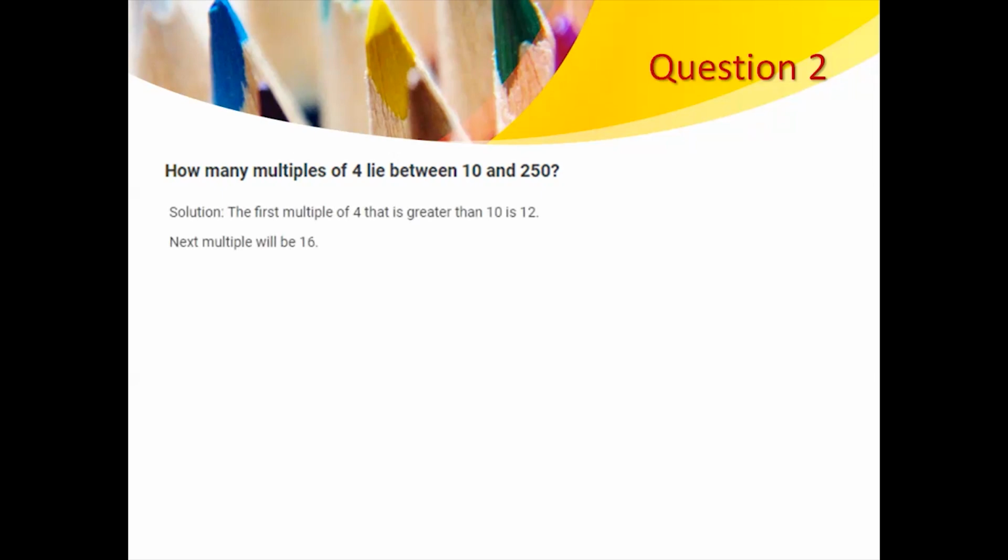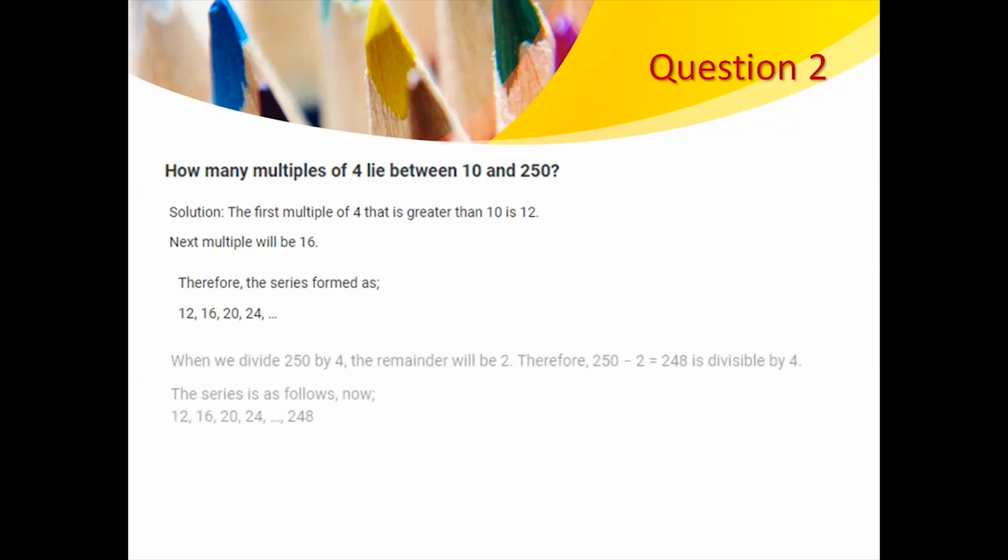So how to start? The first multiple of 4 which is greater than 10 is 12. Next is 16 and then I know it will be 20 and so on. But my multiple has to be less than 250. Now when I divide 250 by 4, I get my remainder as 2. So the last term which will be divisible by 4 will be 250 minus 2. How do I get 2? 2 is the remainder there. So 248 is divisible by 4. So I have a sequence 12, 16, 20, 24 till 248.